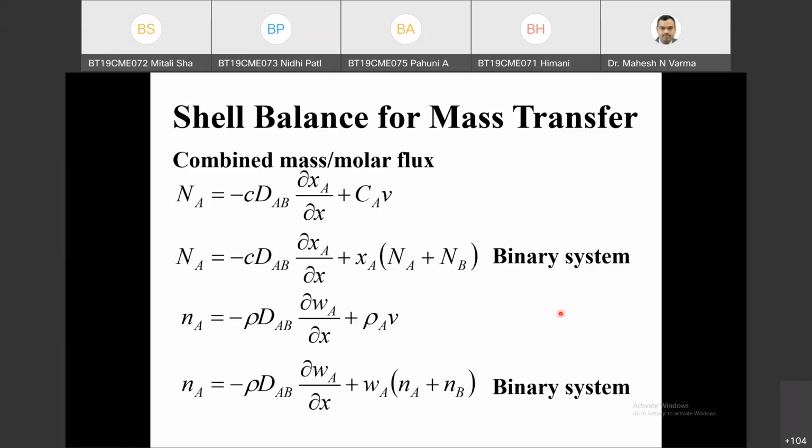So what is the next step? Next step is discussing the boundary condition to solve the problem. What kind of boundary condition we may encounter while solving this shell balance for mass transfer? Any difficulty in this combined mass flux or molar flux?